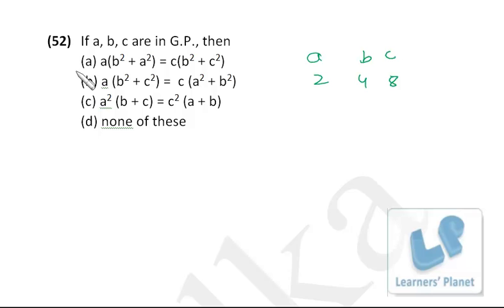So A, B square plus A square, and here on this side it is C, B square plus C square. Now we don't have to calculate, because C is much bigger than A, right? And here we get inside the bracket A square, here we have C square, and even C is greater than A. So this value can never be equal to this value, right? So we don't have to check.